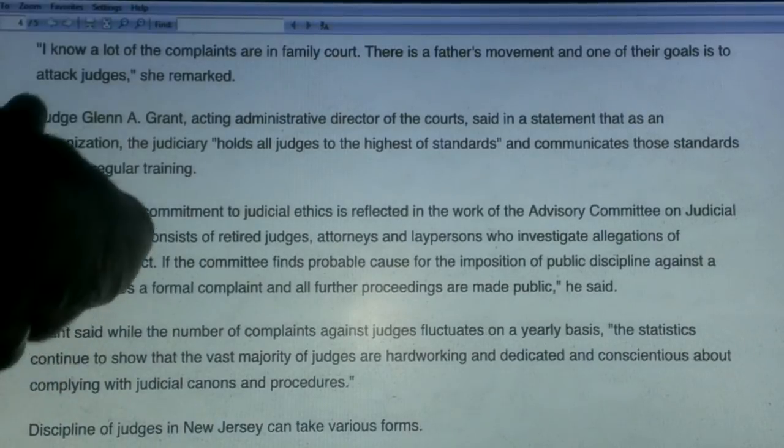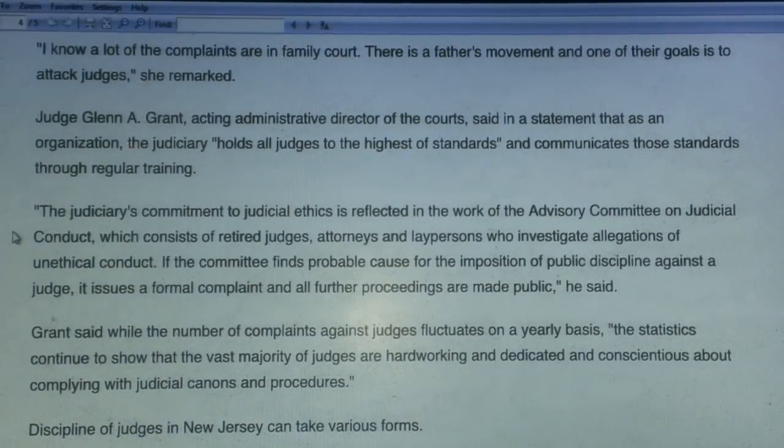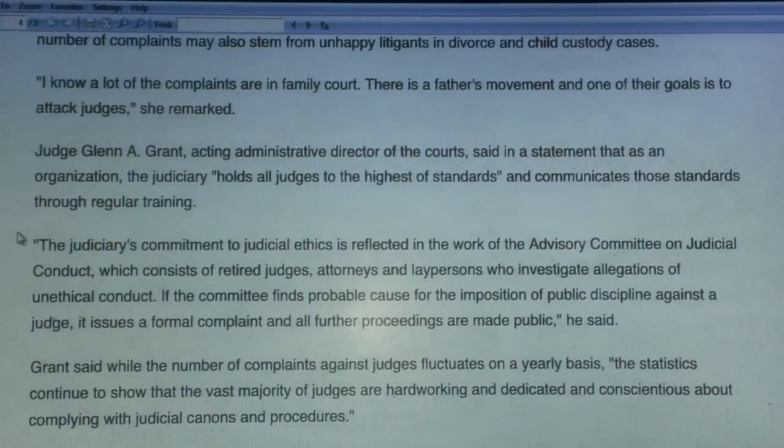Right here. It says right here. I know a lot of complaints are in family court. There's a fathers movement, and one of their goals is to attack judges. Yes, why not? She remarked.